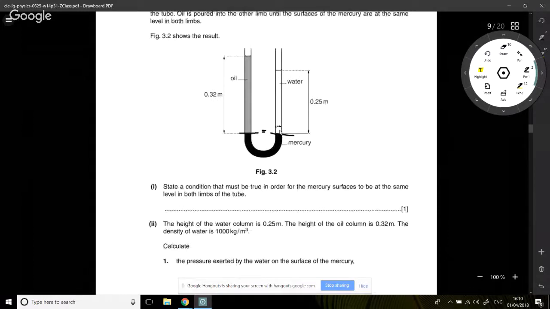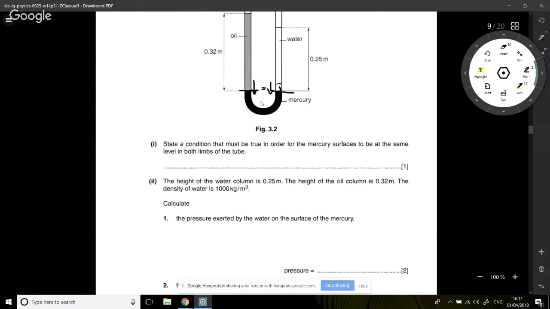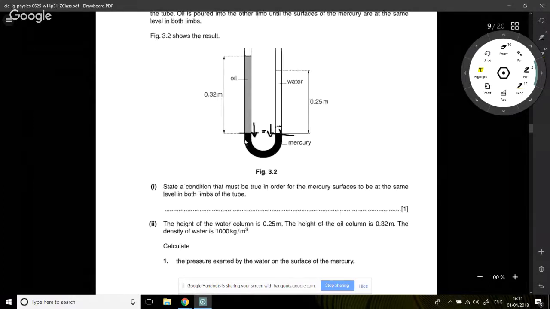Basically, the pressure pushing down here, sorry, let me draw that in, pressure pushing down here and the pressure pushing down here must be equal, because otherwise the mercury would rise up on one side until at that height the pressures were balanced again. But since these are at equal heights, the pressure from here is equal to the pressure here.